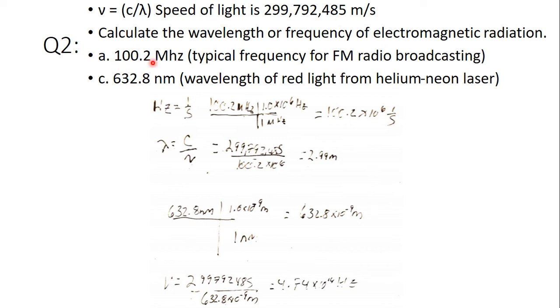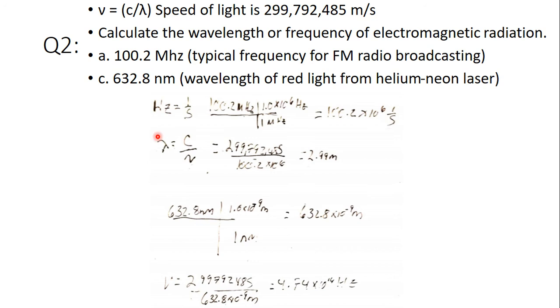So first we have 100.2 megahertz radiation. What's the wavelength? Whenever we're using these equations, we have to be in either hertz, which are 1 divided by second, or we have to be in meters. Right now we're in megahertz. So the first thing I did was convert megahertz to hertz. You go back to the table that we've been using all semester, and you see 1 mega is 1 times 10 to the 6. So 100.2 megahertz is 100.2 times 10 to the 6 hertz, or 1 divided by second.